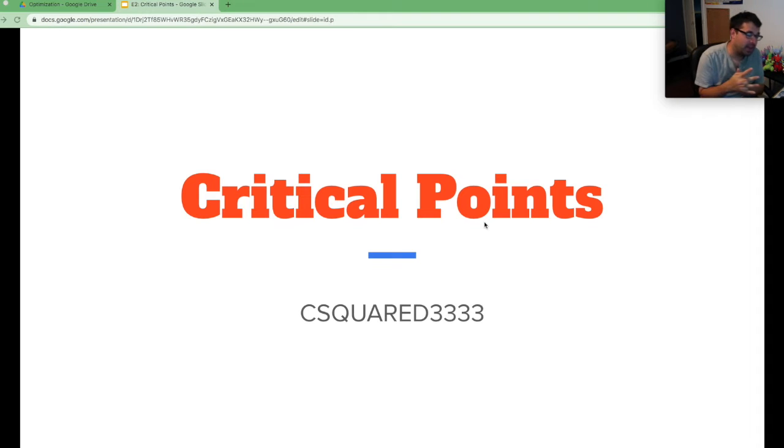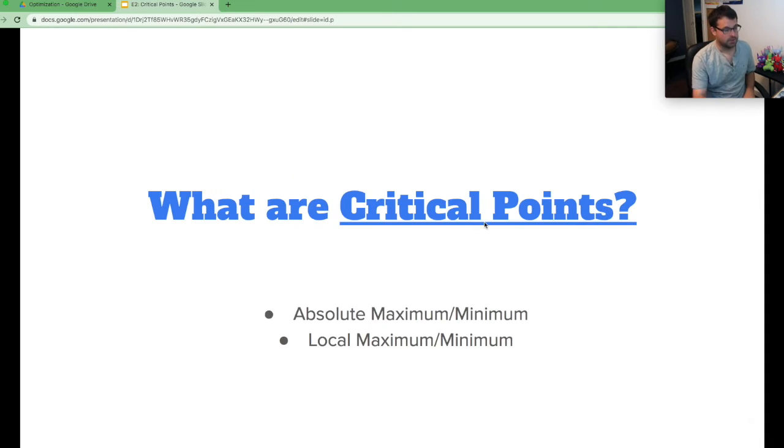It is time to get into the real meat of it. We are going to start off our math talks, before we get into how this all relates back to Pokemon, with critical points. What critical points are, let's actually click on the screen. These are your absolute maximums, absolute minimums, local maximums, and local minimums.